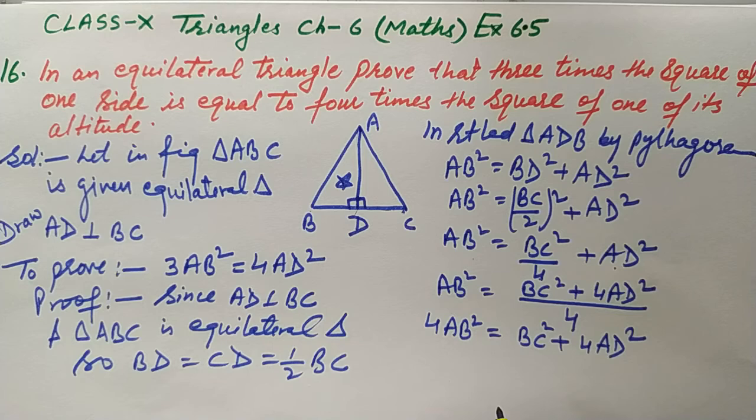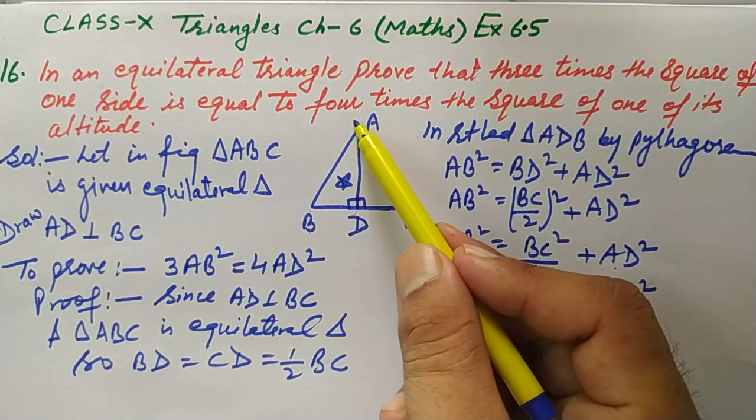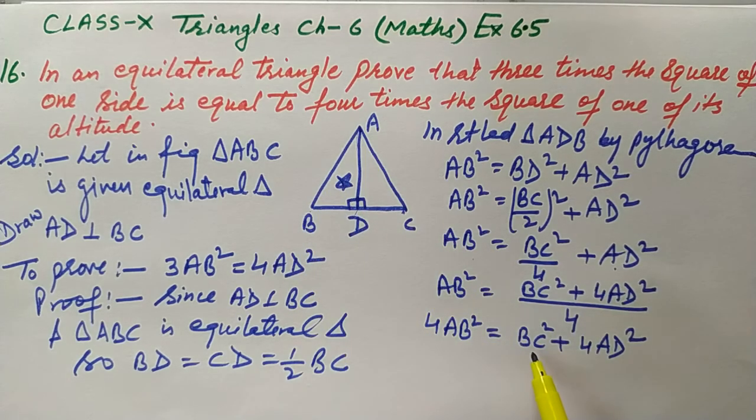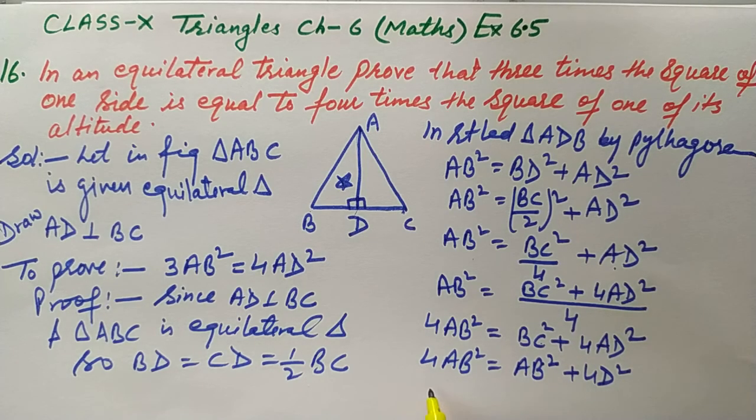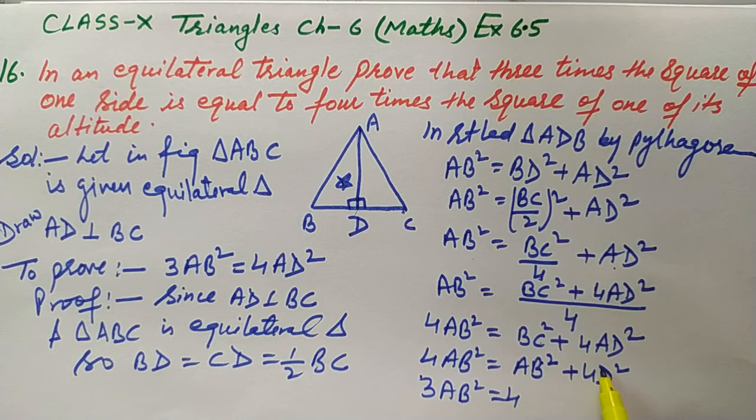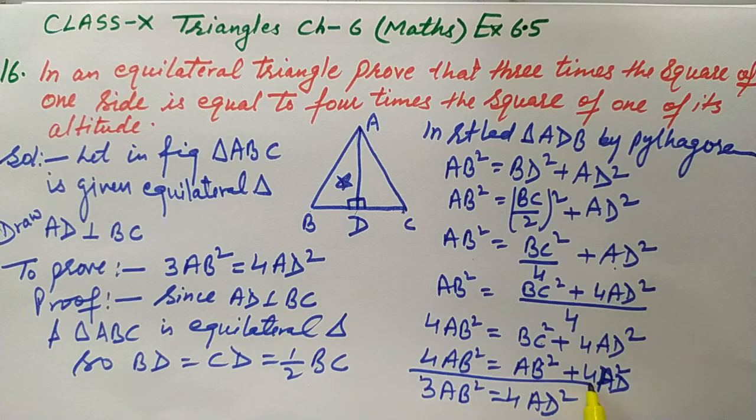Now friends, here you can see BC and AB are equal, because this is an equilateral triangle. So AB and BC are equal. So here also you can fill AB. Okay? So 4AB square is equal to AB square plus 4AD square. So take this AB square to the left hand side. So it becomes 4AB square minus 1AB square. So it will be 3AB square is equal to 4AD square. Sorry, it is 4AD square. So this is what we needed to prove.